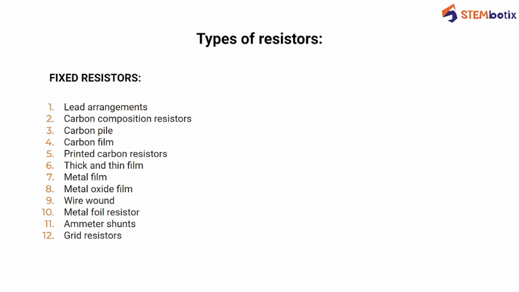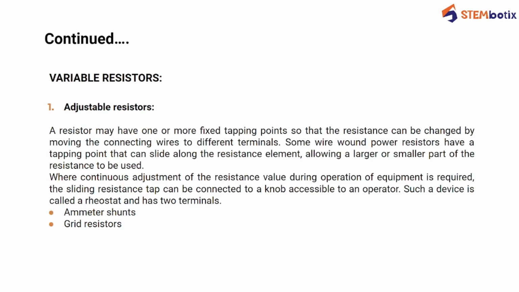So these are the different types of resistors. First one is fixed resistors, which are lead arrangement, carbon composition, carbon pile, carbon film, printed carbon resistors, thick and thin film, metal oxide film, wire wound, metal foil resistor, emitter shunt, and grid resistors. And also we have variable resistors.